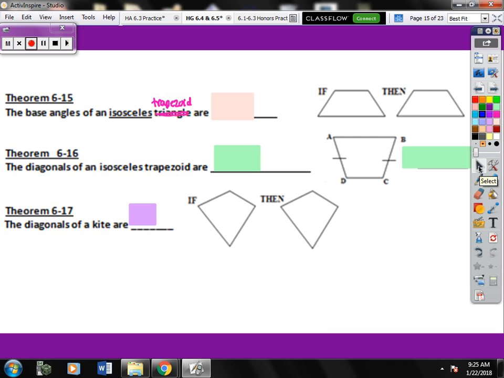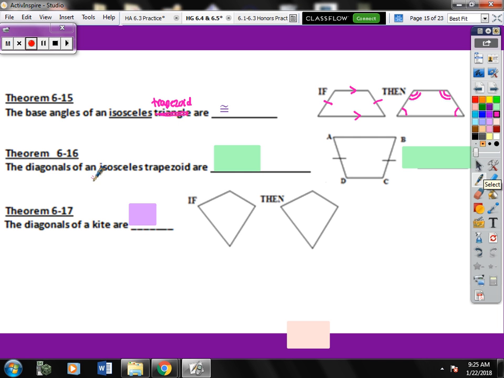So just like the base angles of an isosceles triangle are congruent, the base angles of an isosceles trapezoid will also be congruent. So if you know it's an isosceles trapezoid, meaning you have one pair of parallel sides and one pair of congruent sides, then you would know that the two bottom angles are congruent and the two top angles would be congruent. Again, this only works in an isosceles trapezoid.